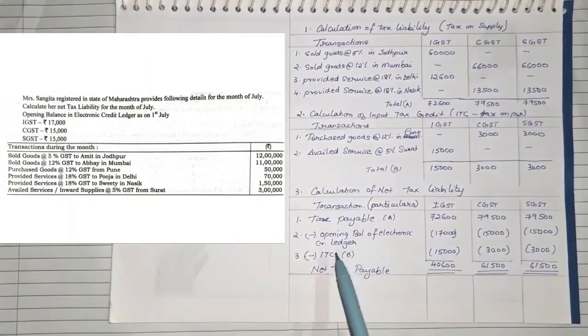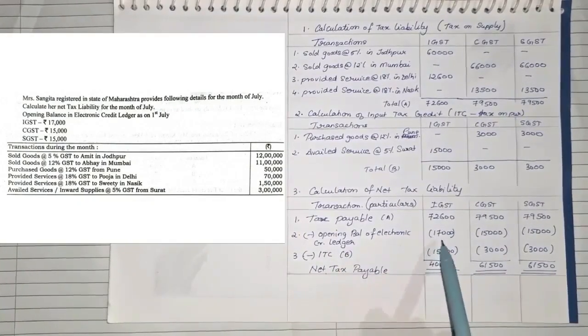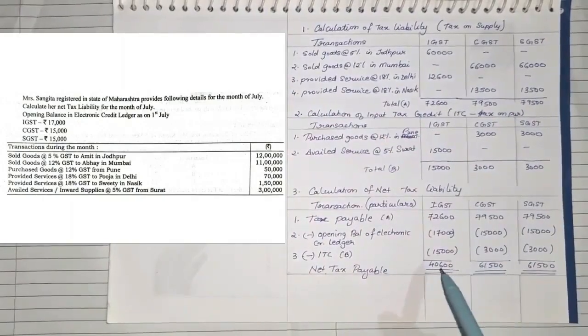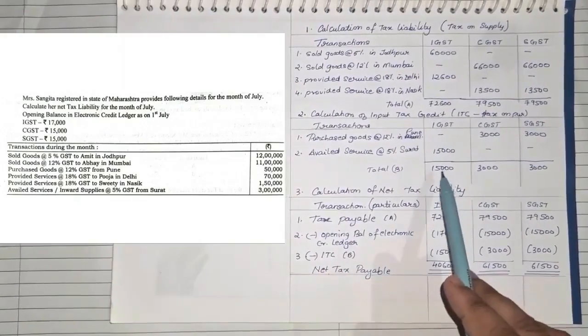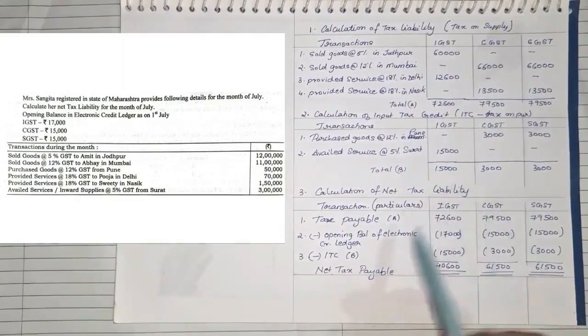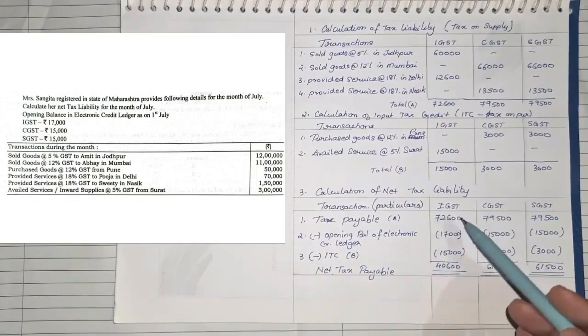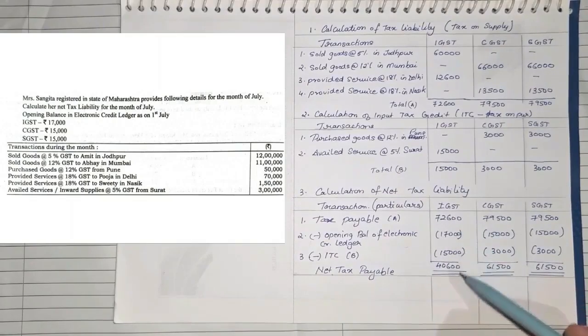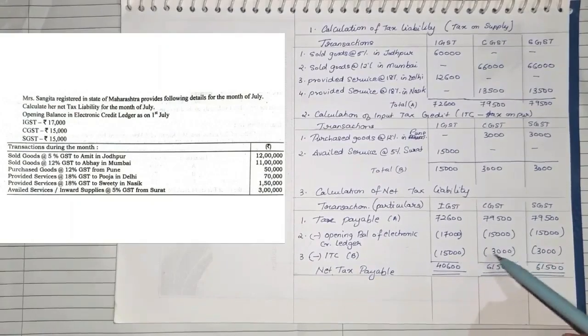Now as I told you, the opening balance of credit ledger will be considered, so we took those values from the question. Next it is less ITC, that is from the B value. So we note down the answers of the B part, that is 15,000, 3,000 and 3,000. Once I get that, we will subtract it. 72,600 minus 17 minus 15, we get the value as 40,600. 79,500 minus 15 minus 3 is 61,500. Similarly will be the SGST price.